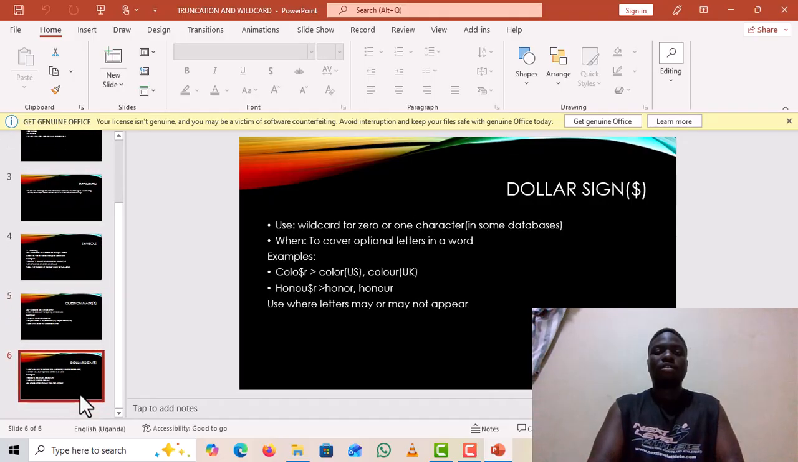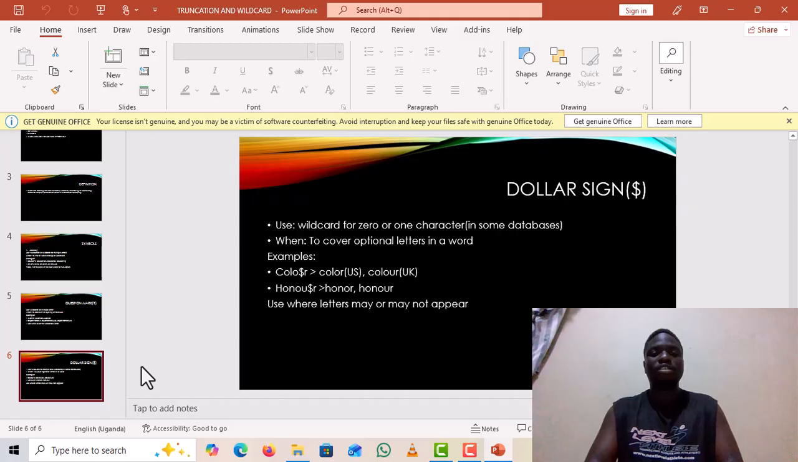So we shall go on to our next symbol, which is the dollar sign. We use it as a wildcard for zero or one character in some databases. So when it is to cover optional letters in a word, for example, color and colour, or honor and honour, we use it where letters may or may not appear. So this is how we use the dollar sign.